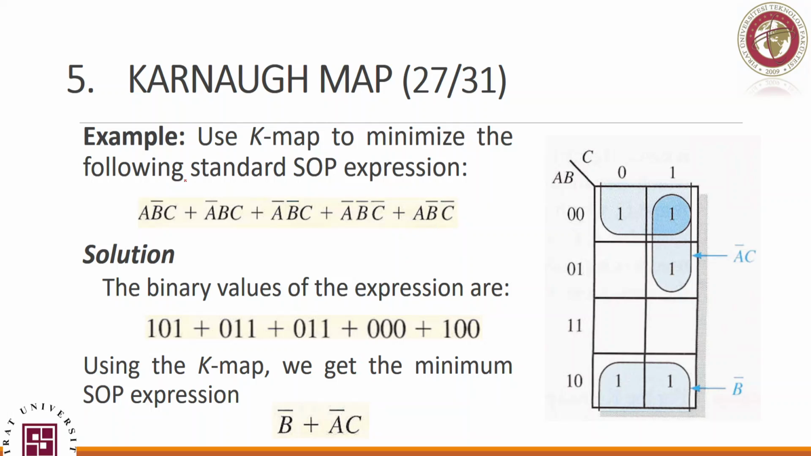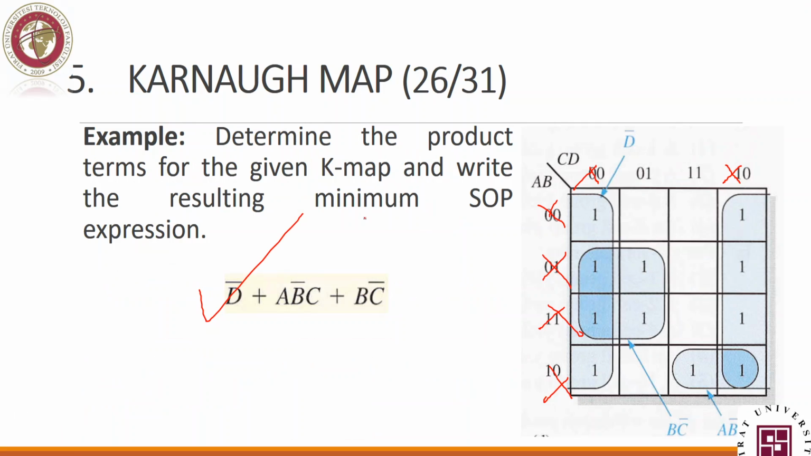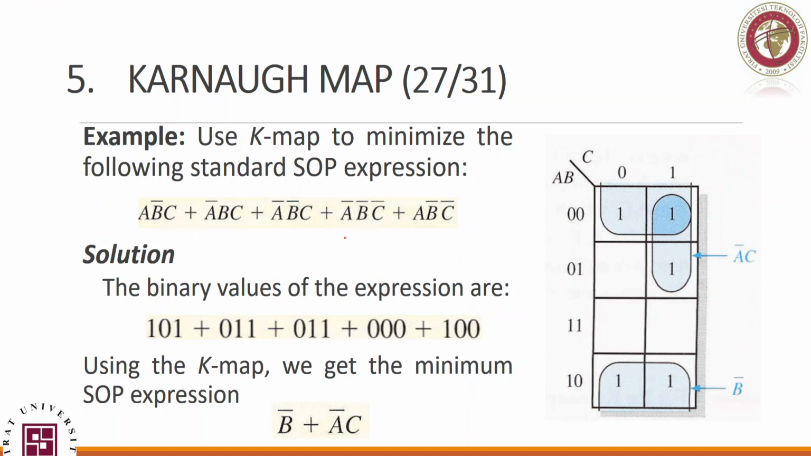Use K-map to minimize the following standard SOP expression. So we are giving you an expression. You need to minimize it using K-map. That's possible, and it's a common question that we ask in exams and quizzes. Well, how do you need to do it? This is not really hard. You need to map all of them in a Karnaugh map. Now remember, these are 3 variables, so we can have A, B, C.